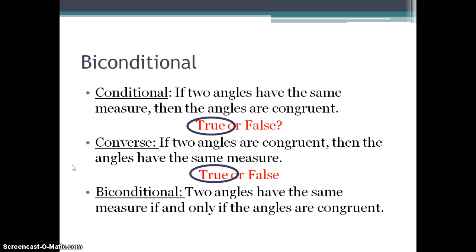For the biconditional, I take away the if-then, and I replace in between the two statements with if and only if. So my biconditional will read, two angles have the same measure if and only if the angles are congruent.